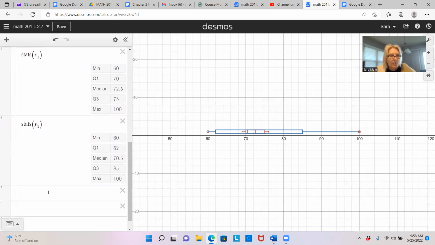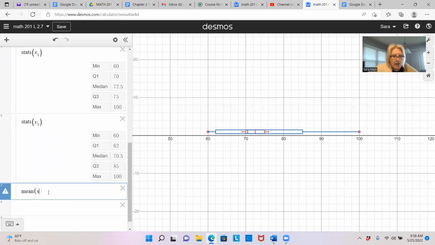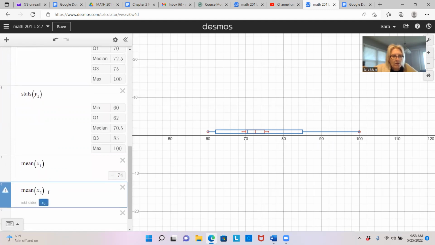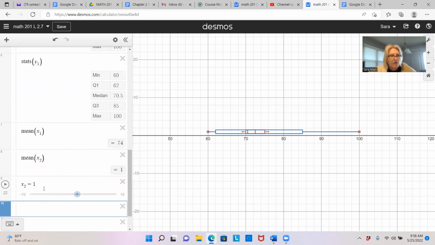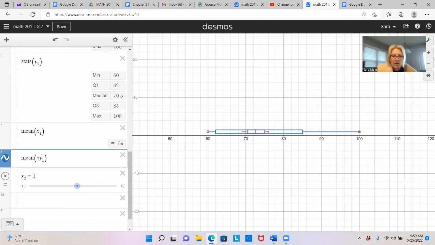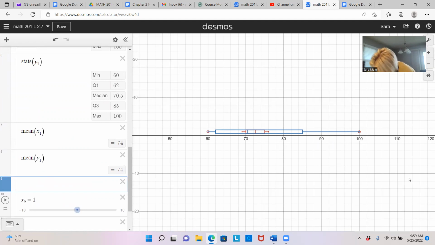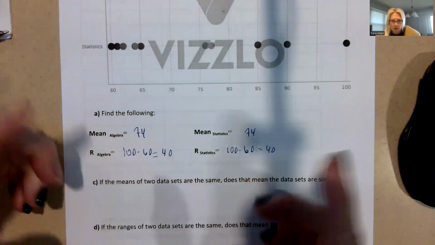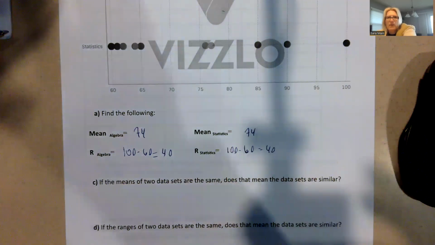Let's go ahead and find the mean of both. So the mean of x1 and the mean of y1. There we go. Oh, they both have the same mean as well. Okay, so let's make sure we write that on our paper here. So it looks like they have the same range. So it appears they have the same spread and the same center, the same mean.